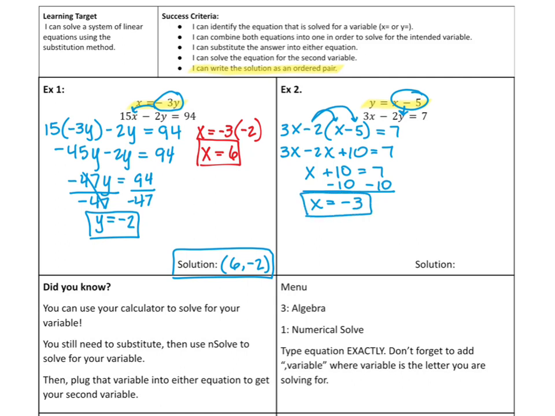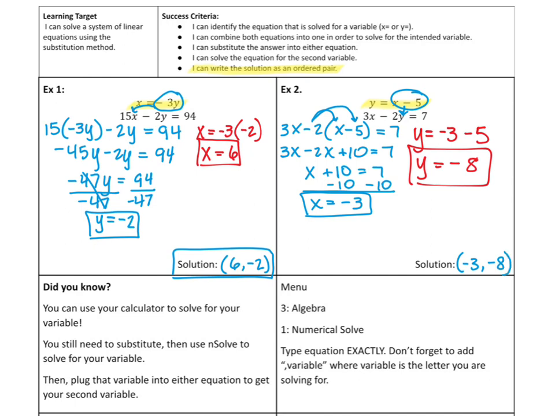Now that x is -3, I can go ahead and substitute that into my first equation, and say that y equals -3 minus 5 instead of x minus 5. So then that means y equals -8. Go back down to the bottom and I can write my solution there. My solution is -3, -8.